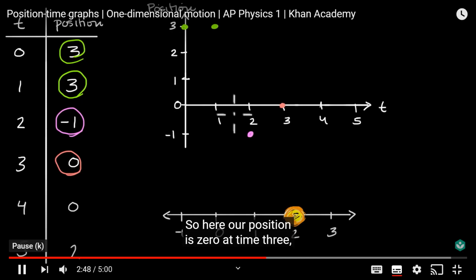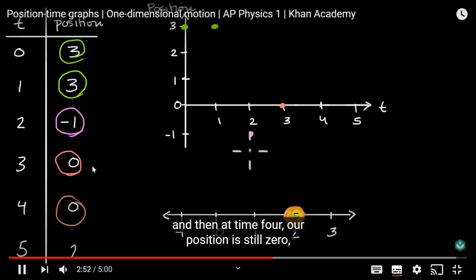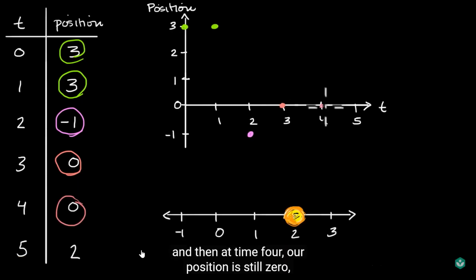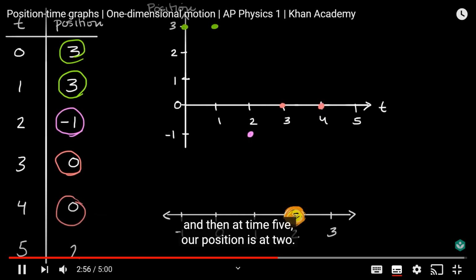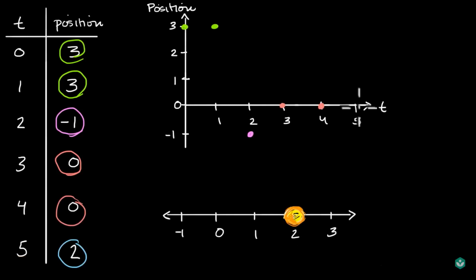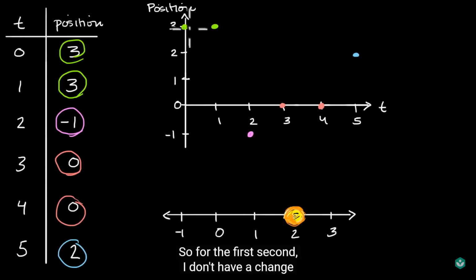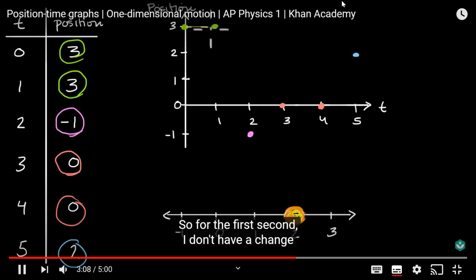Is 0 at time 3. And then at time 4, our position is still 0. And then at time 5, our position is at 2. So for the first second, I don't have a change in position, or at least that's what I assumed when I animated the lemon.